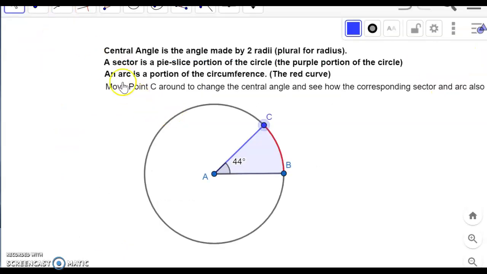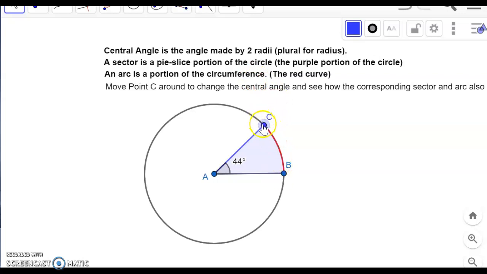So here we go. A central angle is an angle made by two radii. That's the plural form of radius. So you have one radius here, CA, and BA is another radius. The angle formed by these two radii, this 44 degrees, will be considered the central angle. A sector is a pie-sliced portion of the circle. In this case, it's this purple portion of the circle. And an arc is a portion of the circumference, or the red curve.